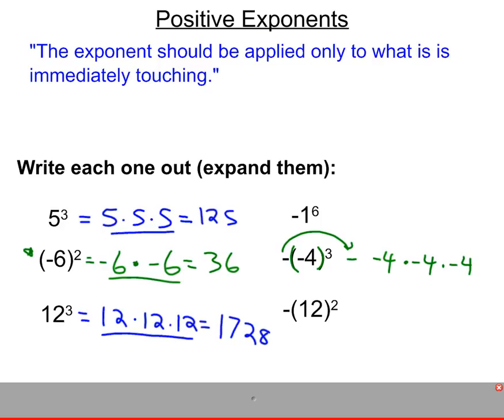So negative 4 times negative 4 is positive 16, and 16 times negative 4 is 64. Well, it'd actually be negative 64. And by now we know that a negative of a negative, or minus a negative, is just a positive. So that becomes a positive 64. Why am I writing a 164?